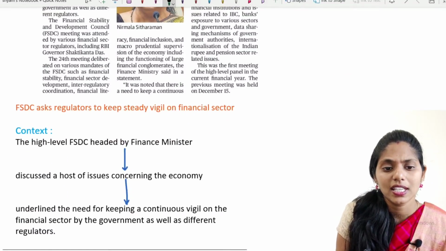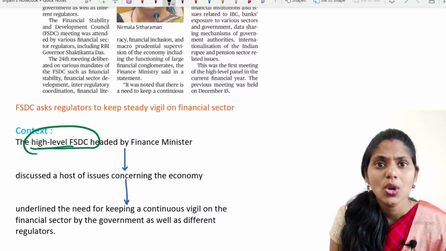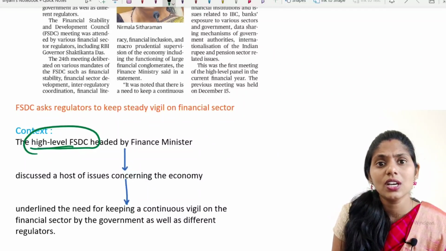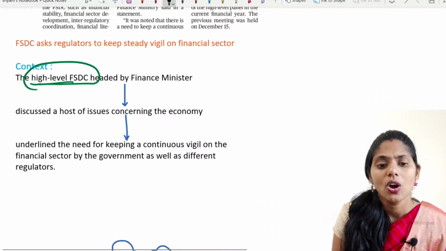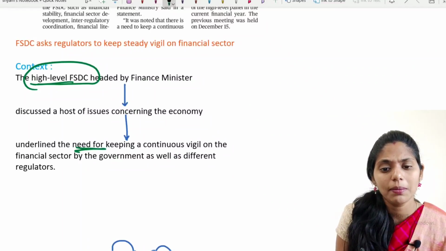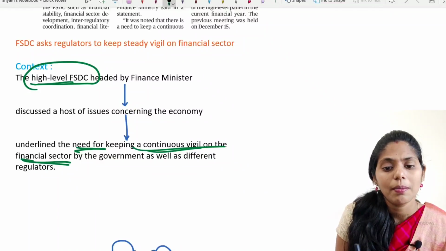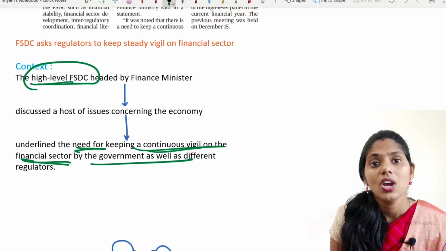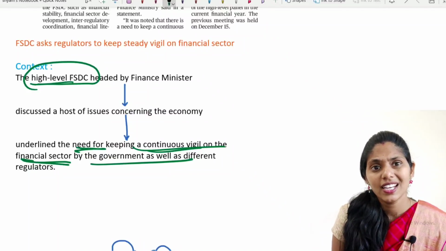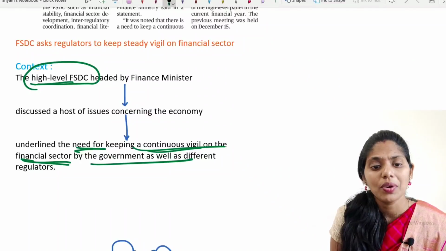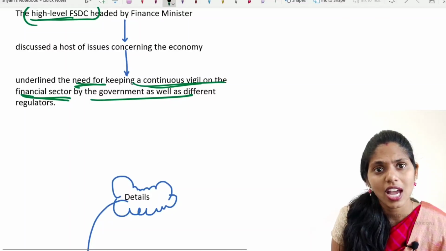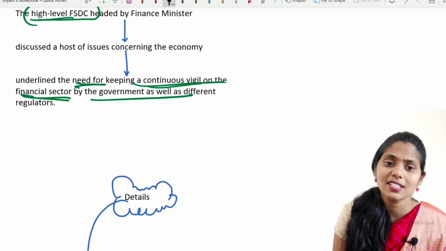If you see the context, it says that a high-level meeting of the FSDC, the Financial Stability and Development Council, which is headed by the Finance Minister, discussed a host of issues concerning the economy. They underlined the need for keeping a continuous vigil on the financial sector by the government as well as different regulators. That is, a continuous eye, a continuous watch, which must be kept on this financial sector.